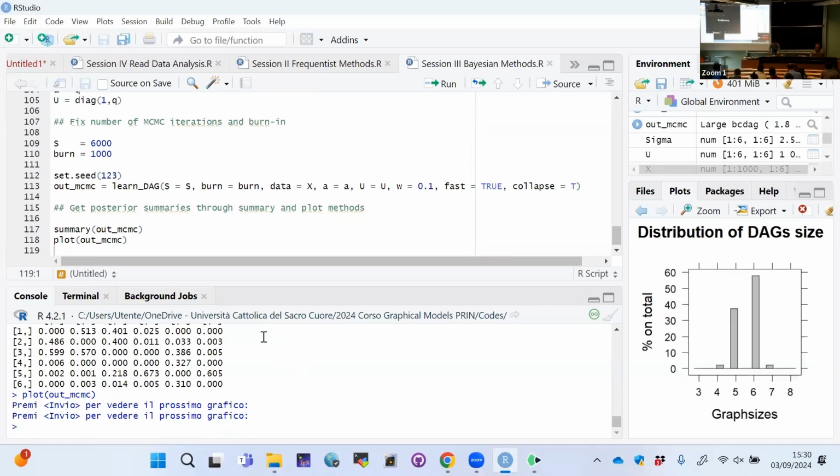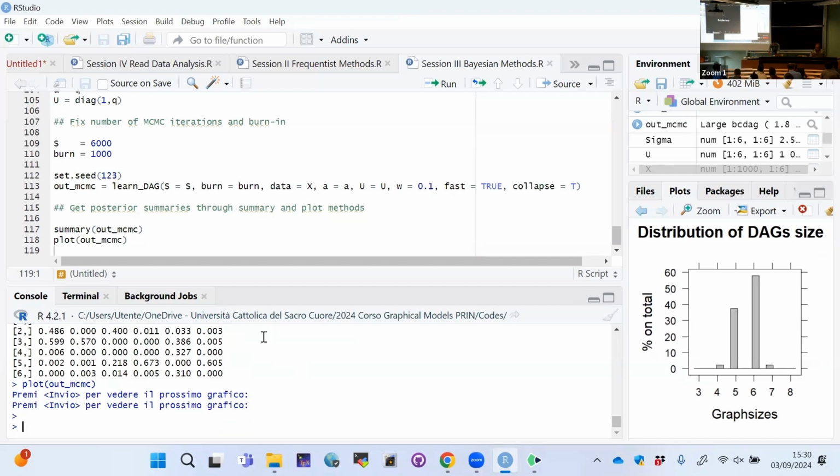And I think we have something more. For example, the distribution of the DAG sizes, so the number of edges in the DAGs visited by the Markov chain, which is something around 5 and 6 in this example. And I think that's all. Okay, any question, any curiosity?